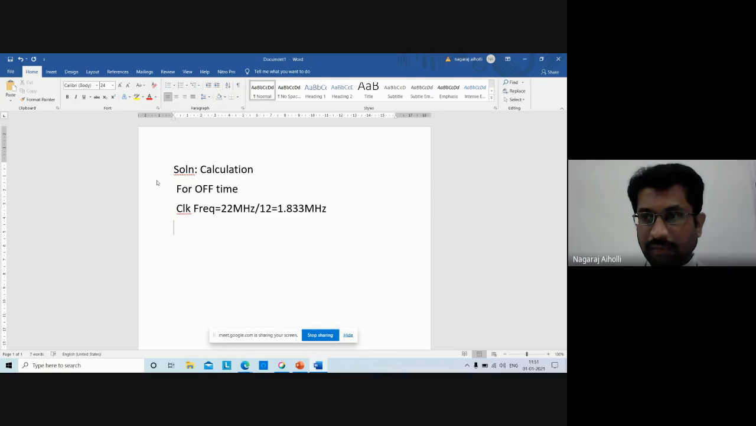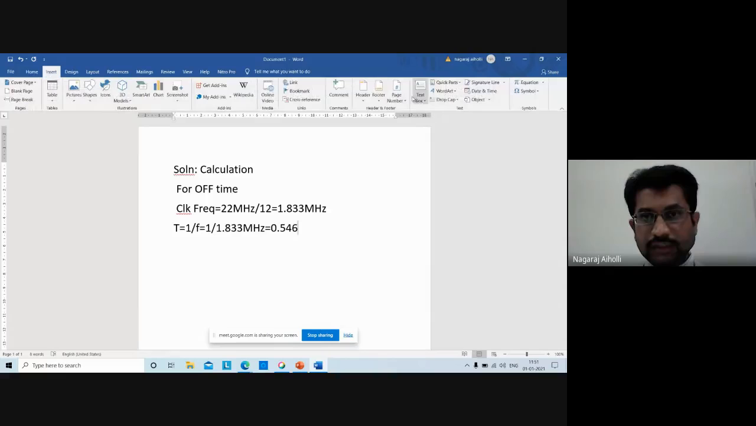Next, we have to find the time period. The time period is given by T equals 1 divided by F. That is 1 divided by 1.833 megahertz. Have you calculated? It comes out to 0.546 microseconds.